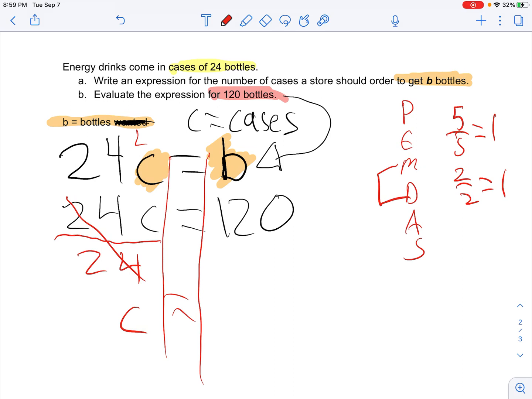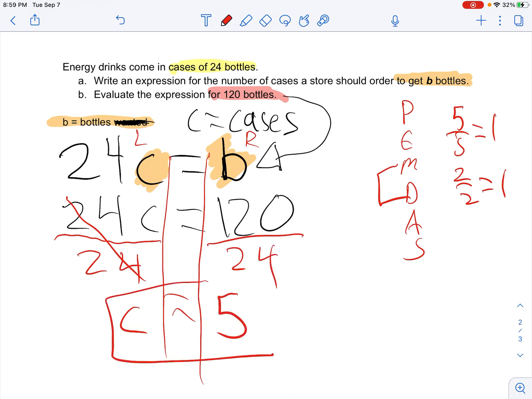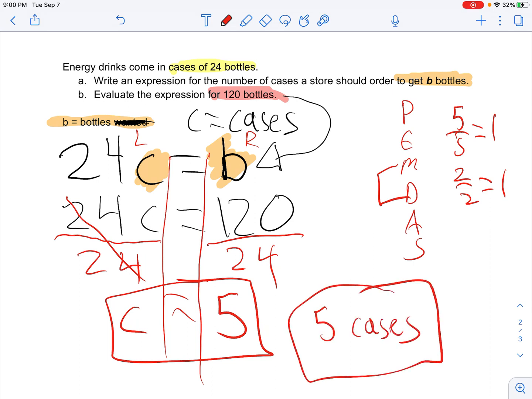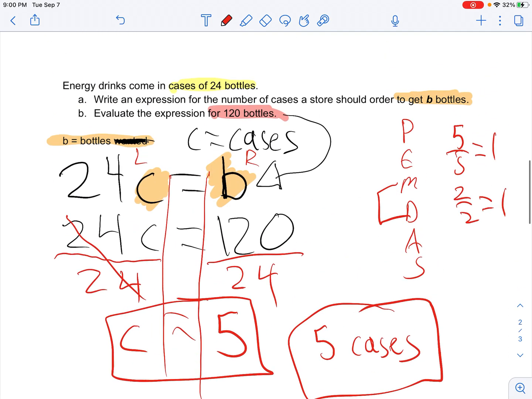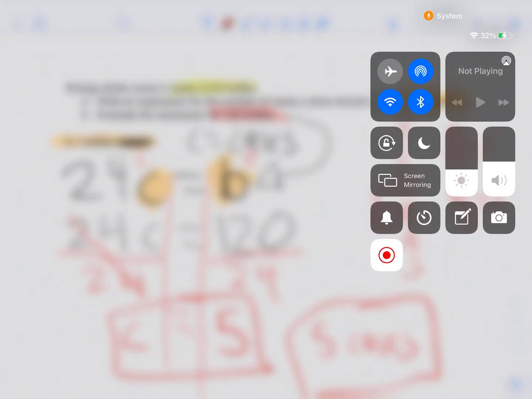Now, this is an equation. Equations are equal. So anything that I do on the left side, I sure better do on the right side. So if I divide by 24 on the left, I better divide by 24 on the right. And 120 divided by 24 equals 5. So if they wanted 120 bottles, they would need to buy 5 cases. Again, that's like a hint for what's upcoming, okay? Good to get a real life example. I wanted to introduce this to you. That's it for today, or for this lesson.